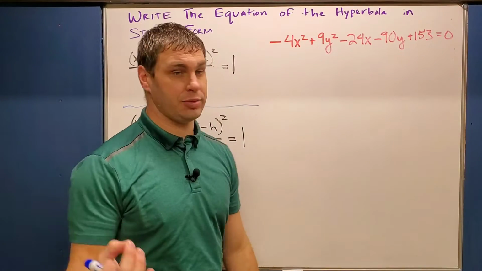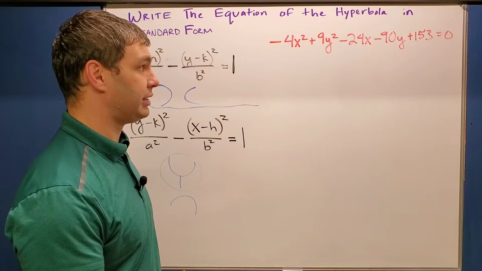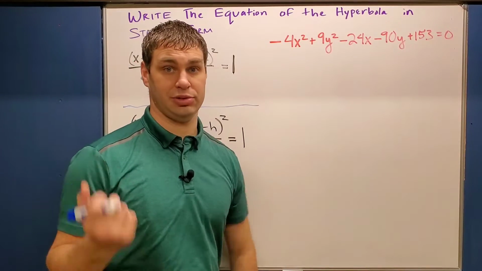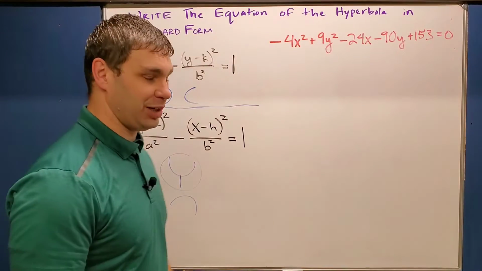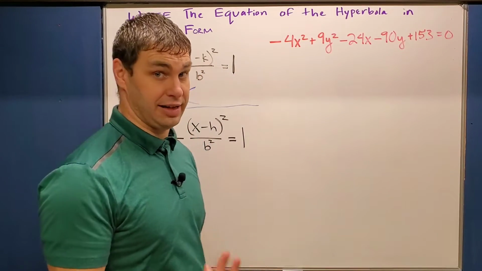It says negative 4x squared plus 9y squared minus 24x minus 90y plus 153 equals 0. This doesn't look even close to what we need over here, so we have to do a few things to get it to look like that, all right?